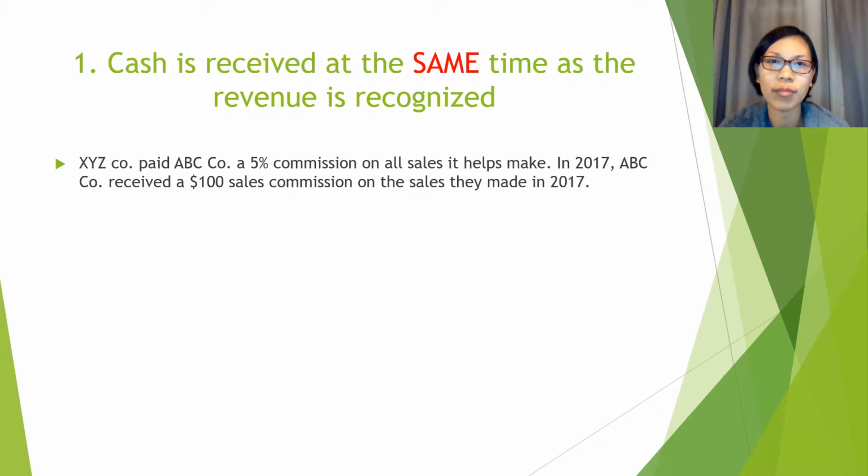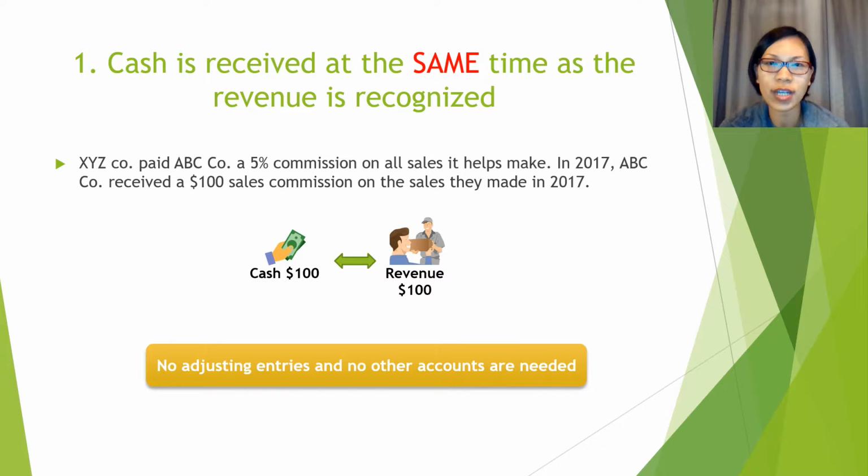Let's go through some examples. In the first case, let's assume XYZ company paid ABC company a 5% sales commission on all the sales it helps to make. In 2017, ABC company received a $100 sales commission on the sales they made in 2017. Since ABC company earned the revenue, it recognized the revenue at the same time it received the cash. So there is no adjusting entry or other accounts needed. It's a very simple situation.